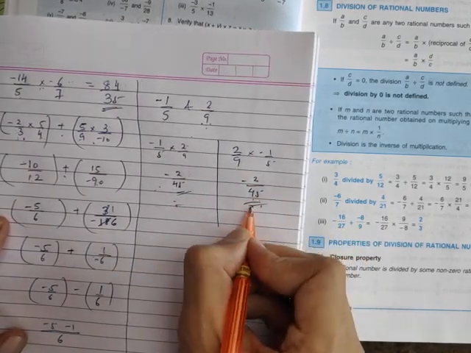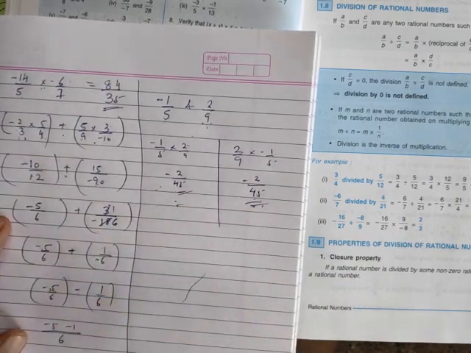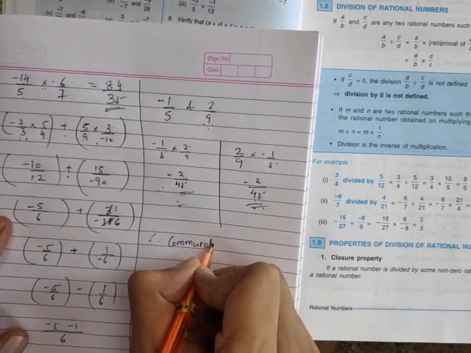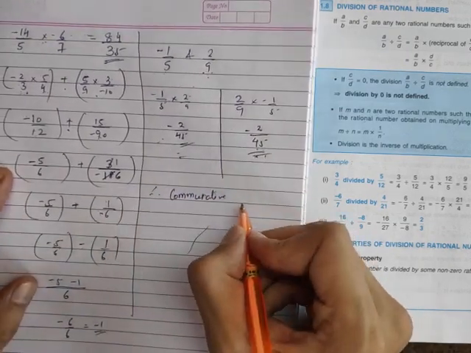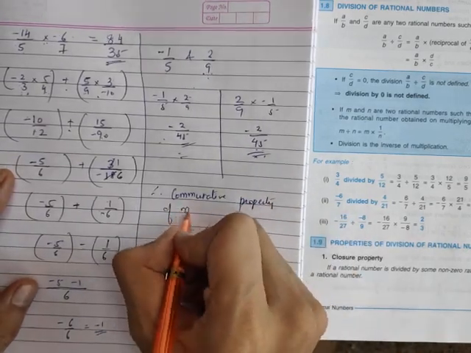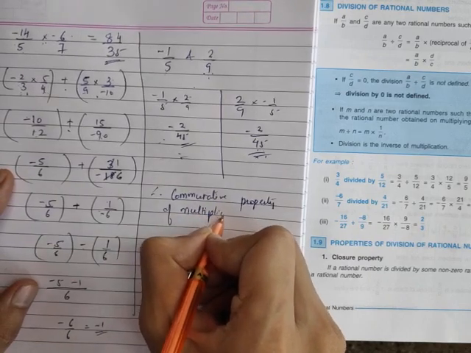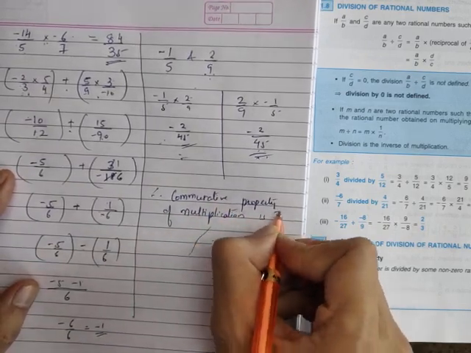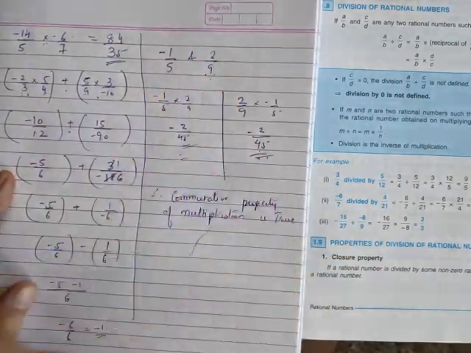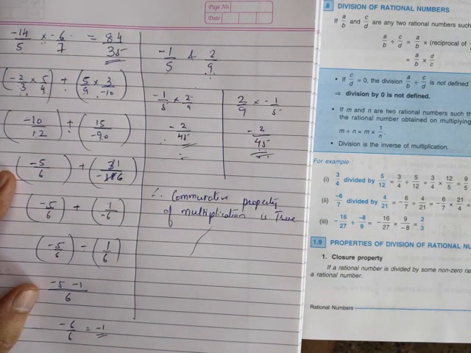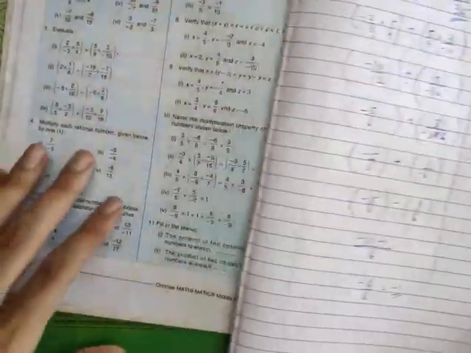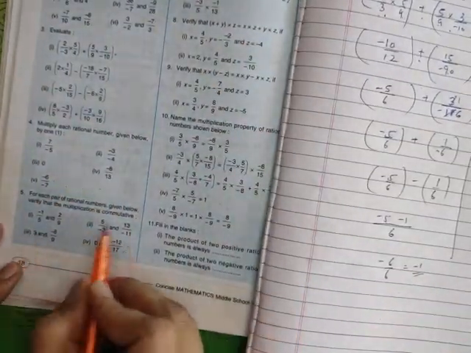Are the answers same? Yes, they are same. If they are same, what will I say? I'll say, therefore, commutative property of multiplication is true for this set of rational numbers. Correct? Everybody? Can I proceed? Let's see. Similarly, this, and this question.